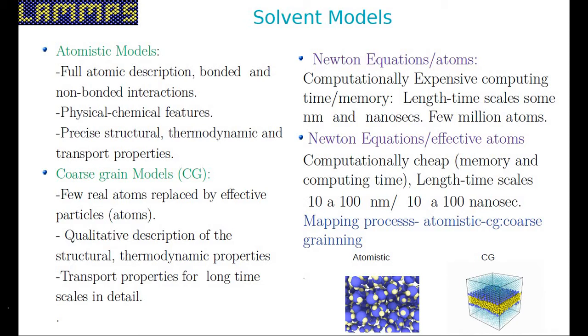For this atomistic model, we solve the Newton equation for the atoms. This is computationally expensive in terms of computing time and memory. So we can reach length and time scales of the order of nanometers and nanoseconds. However, because of the complexity of the atomistic architectures of the molecules, we can only reach a few million atoms in our simulations.